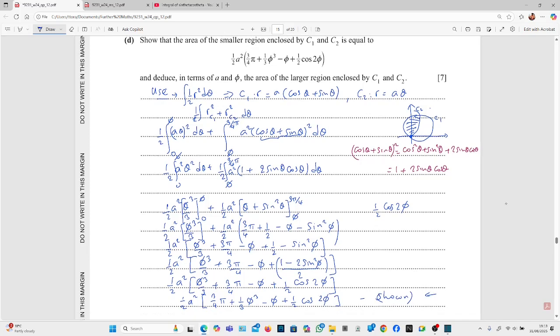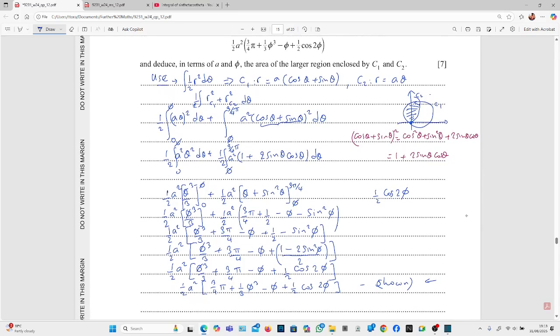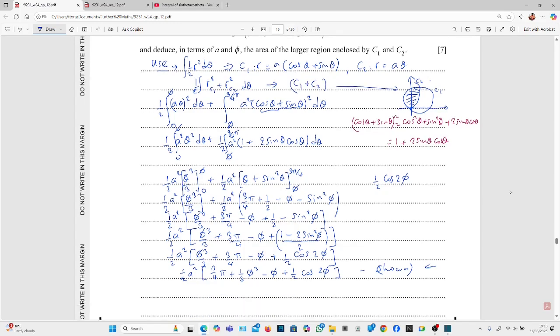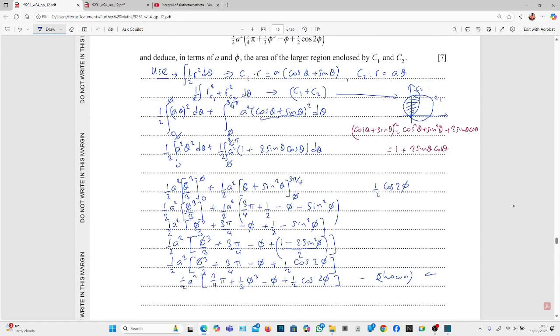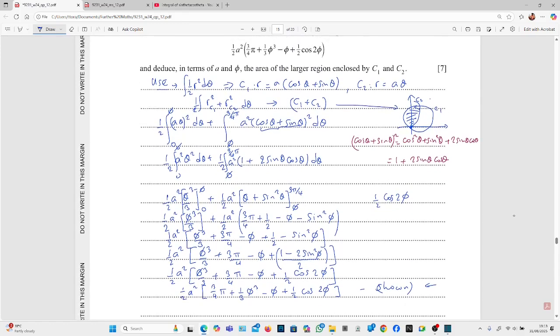So the area of the larger region is actually enclosed by C1 and C2, where we had this over here. So C1 plus C2, the area bounded will be the larger area in terms of A and phi.